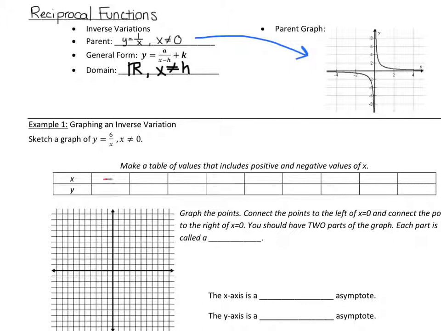I'm going to choose numbers that I can make work easily when I divide 6. So I'm going to go -6, -3, -2, and -1. Can't use 0. 1, 2, 3, 6, and I'm not even going to use that last box.